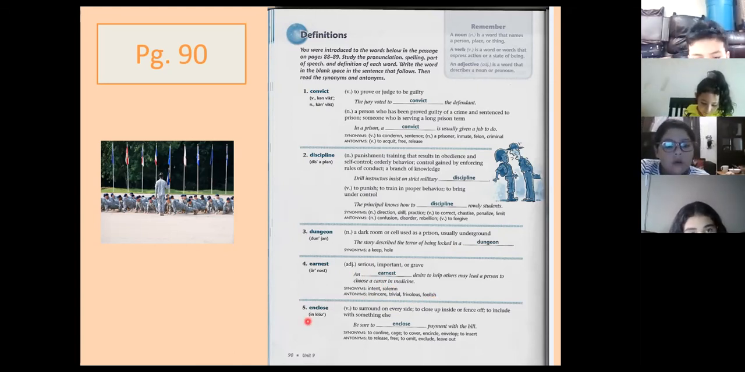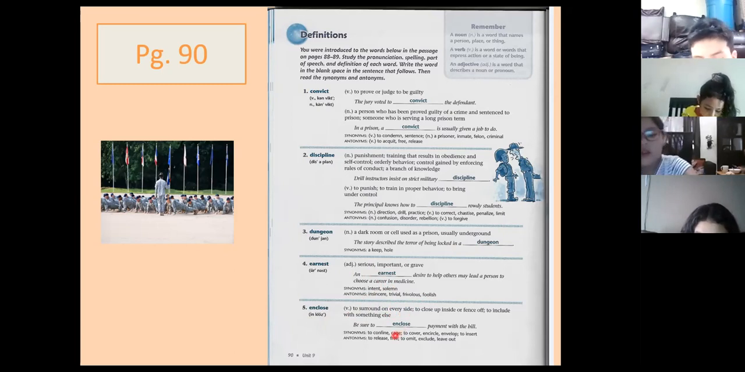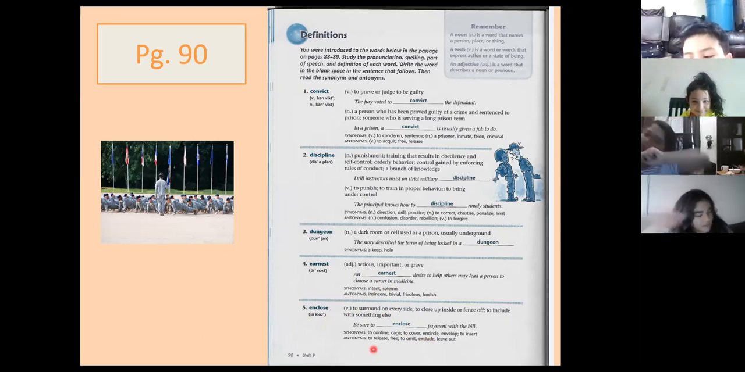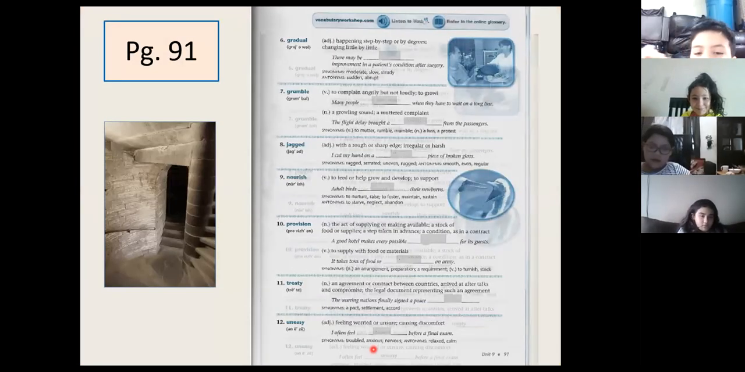Enclosed, remember enclosed is like to put something in a cage. The princess can be enclosed in the dungeon, to be surrounded on every side. So it's in a cage, it's covered, it's a circle. An antonym is to be free. Enclosed has antonyms to be free, to omit, exclude.